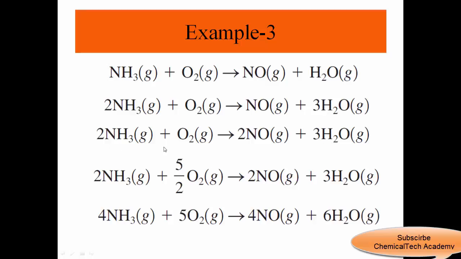Now let's see the number of oxygen atoms. Here we have 2, and here we have 3, so in total it's going to be 5. So here we have 2, if we place 5 over 2, the whole equation is going to get balanced. So in order to get rid of this fraction, we need to multiply everything by 2. So here we have 4, 5, 4, 6.